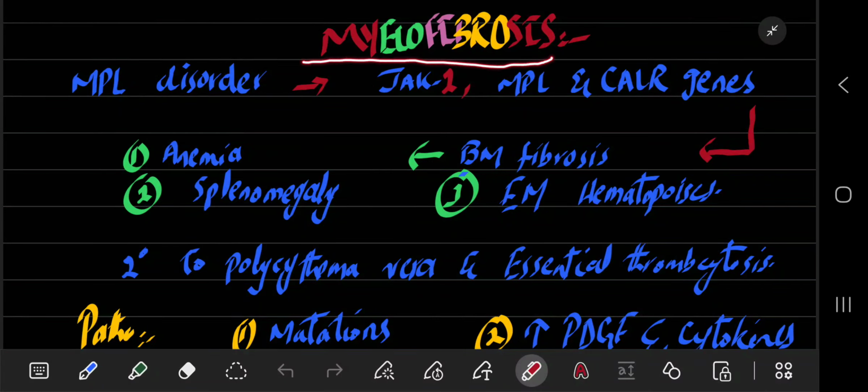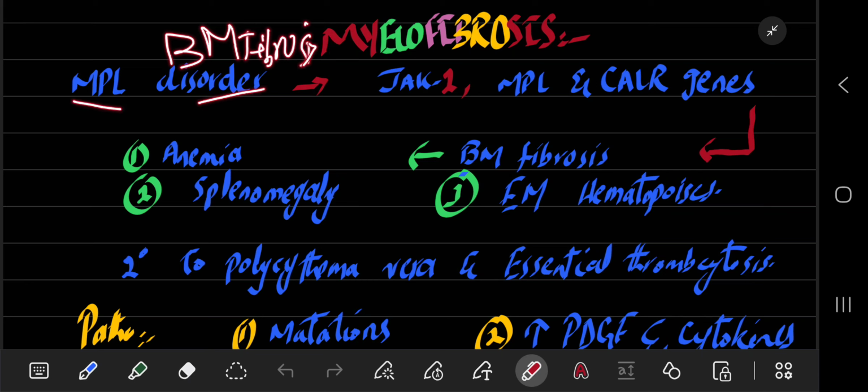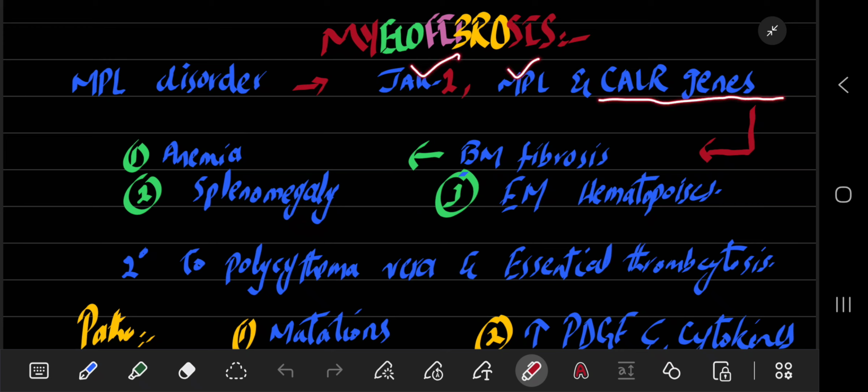In this video I will discuss myelofibrosis. As the name indicates, there is fibrosis of the bone marrow. Now what happens? It is a myeloproliferative disorder and there is JAK2 mutation or MPL or CALR genes mutation. JAK2 mutation is seen in almost 50% of the cases.